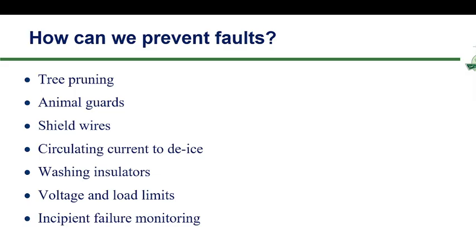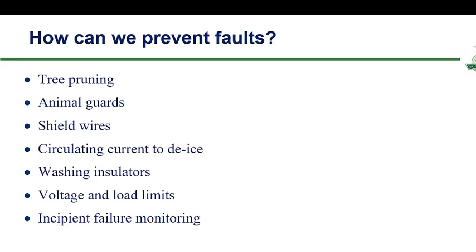All right. In this slide, I want to outline several practical strategies to prevent faults in power transmission and distribution systems. One key approach is tree pruning, which ensures that vegetation does not come into contact with overhead lines. Animal guards are also used to prevent wildlife from causing short circuits or equipment damage. The installation of shield wires helps protect lines from lightning strikes, reducing the likelihood of transient faults. In colder climates, circulating current to de-ice conductors can prevent ice accumulation that may lead to sagging or mechanical failures, as I showed you in previous slides.